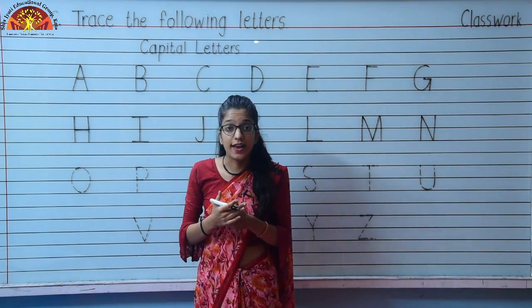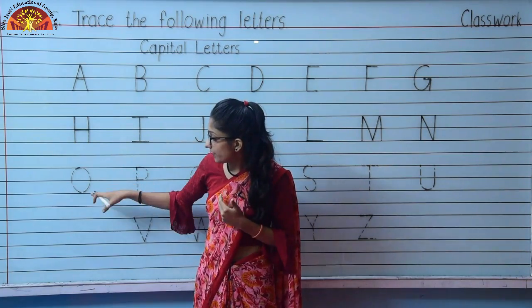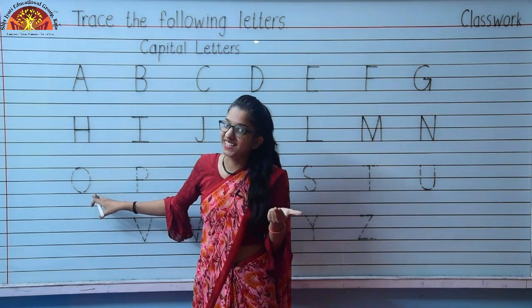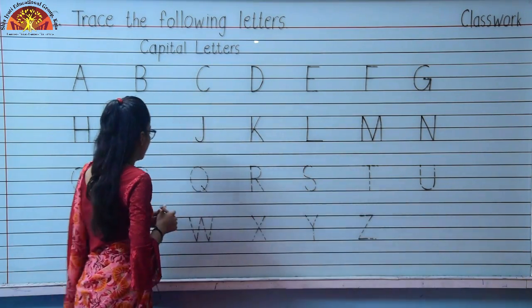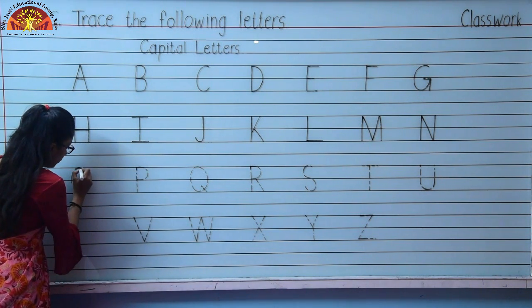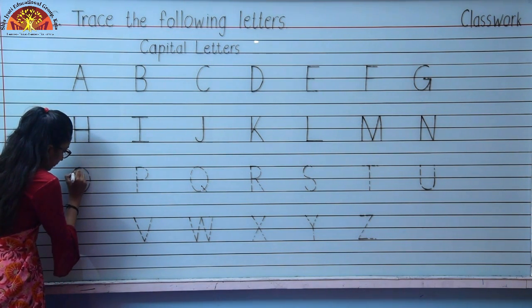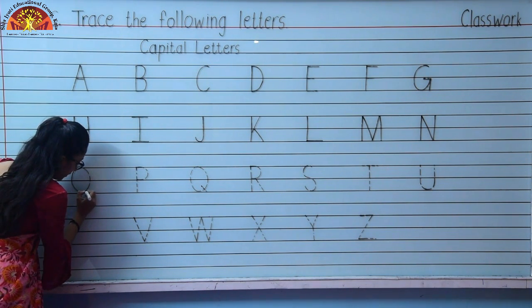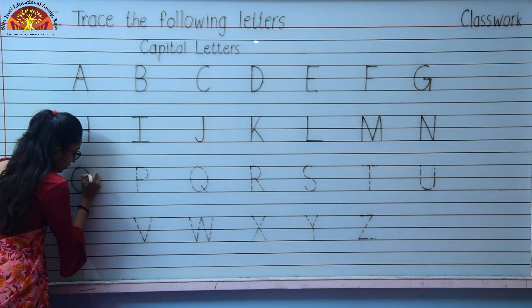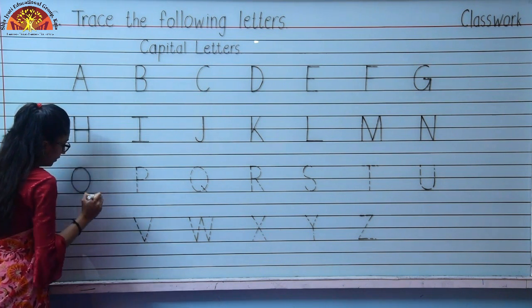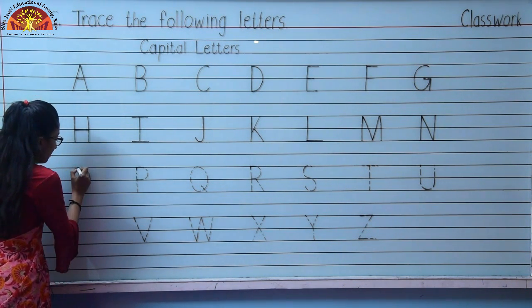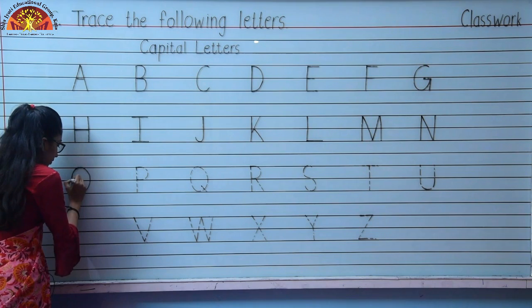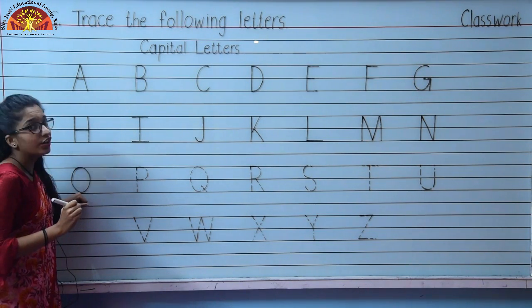Now after N, which letter? Tell me. It's capital letter O. So let's do its tracing. Draw long curve. One more long curve in opposite direction. And join. This is capital letter O.